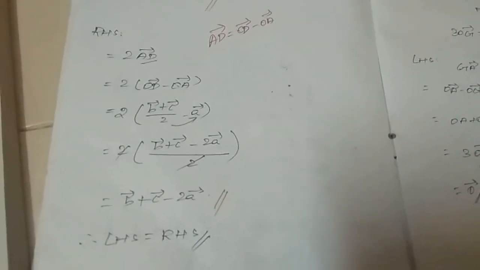Thank you, students. This is a centroid of a triangle ABC. Prove that GA vector plus GB vector plus GC vector equal to 0 vector. What is the centroid formula? Centroid formula: OG vector equal to OA vector plus OB vector plus OC vector divided by 3. It is the centroid formula. Okay.